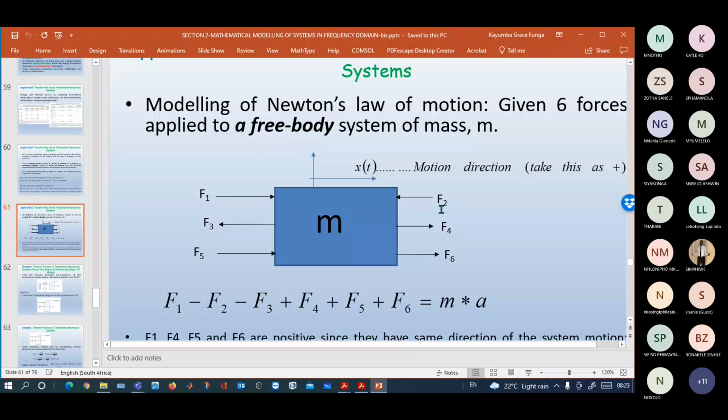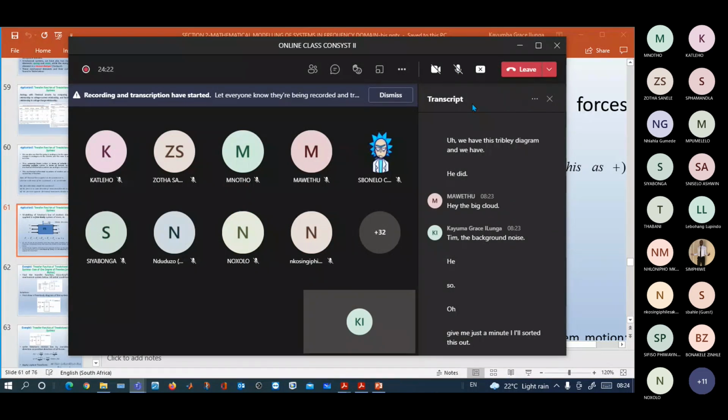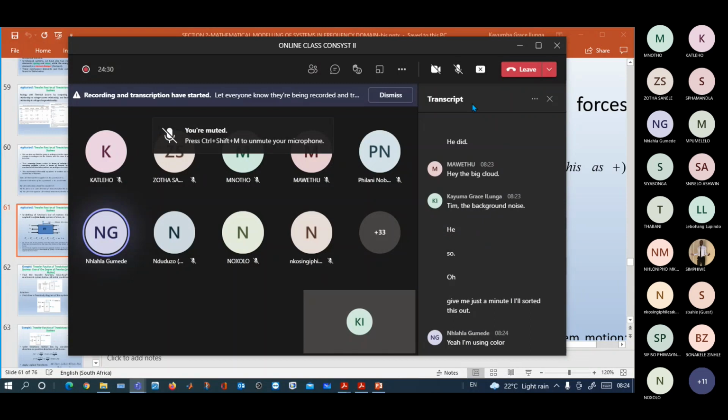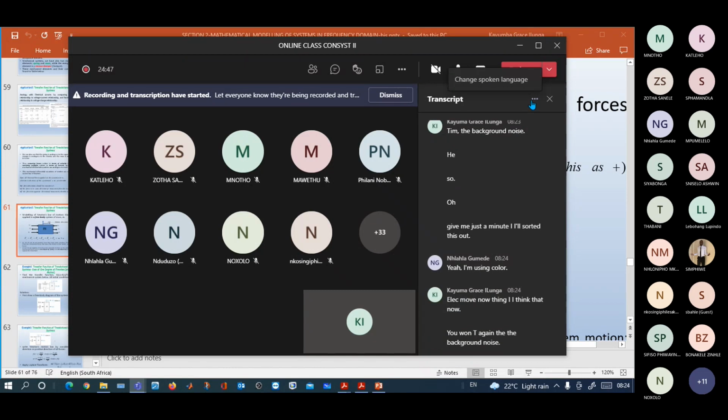The background noise, eh? Okay, give me just a minute, I'll sort this out. Okay, let's move on. I think now you want to hear again the background noise, eh? It's okay, I've sorted out that problem.